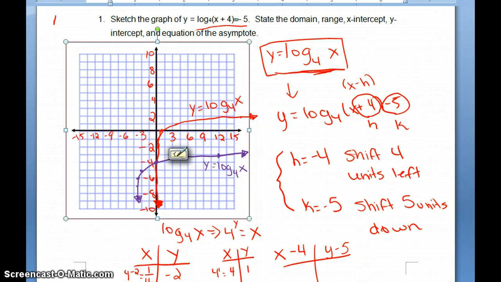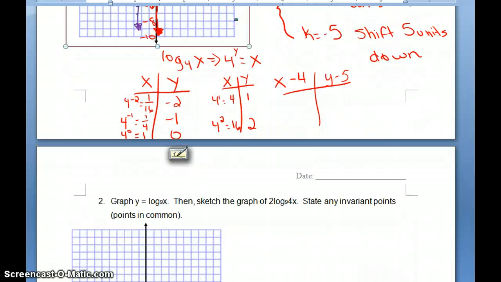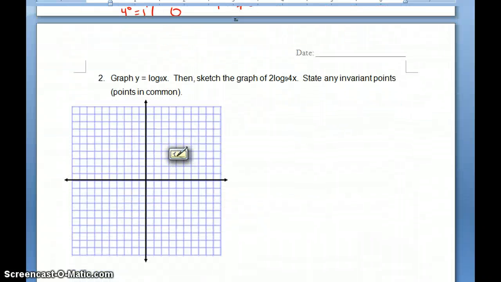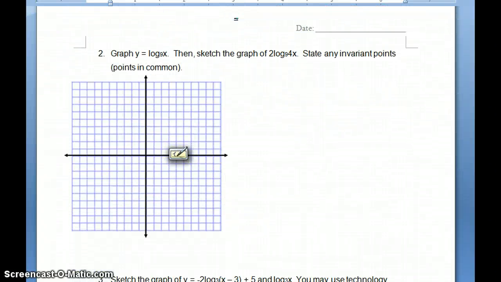And I guess now we just need to finish that last little bit there. So we did sketch it. Now we just need to state the domain, the range, the x-intercept, the y-intercept, and the equation of the asymptote. And let's write this, I'm just going to write it in this little space here.